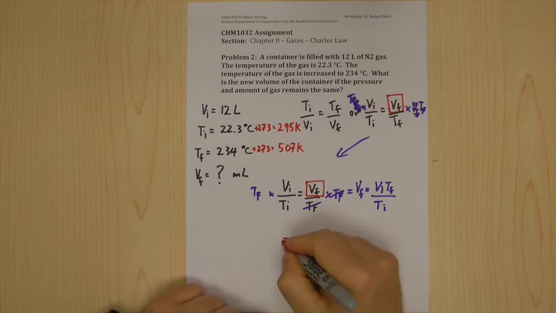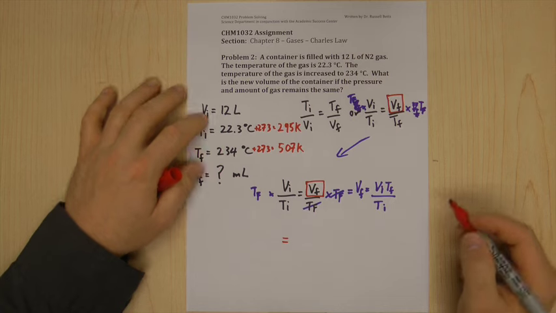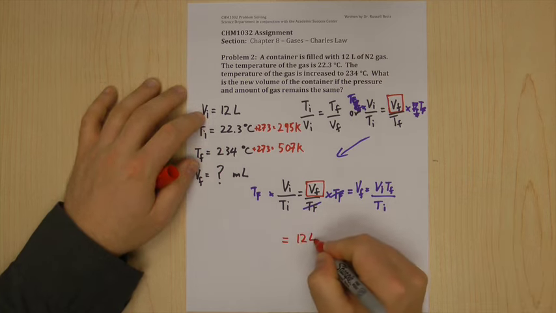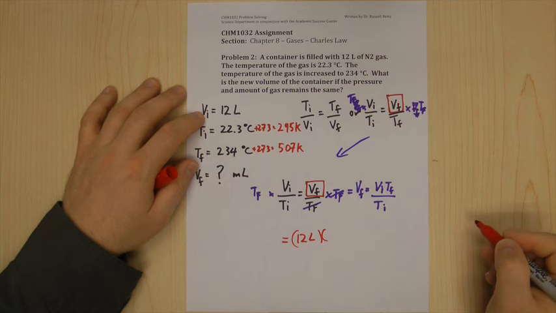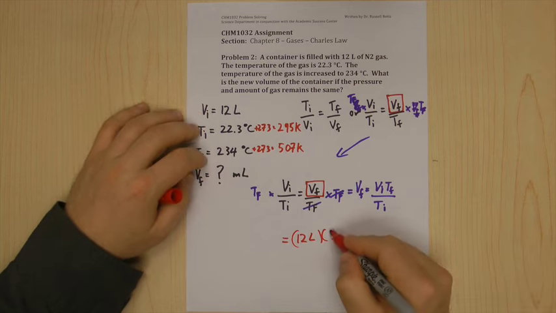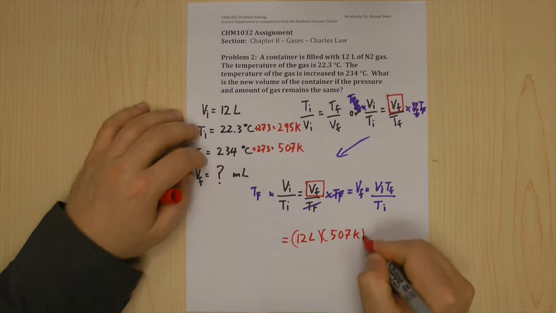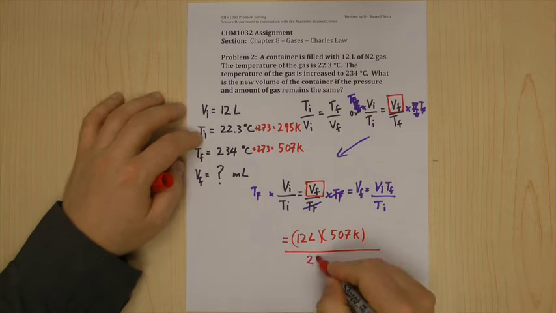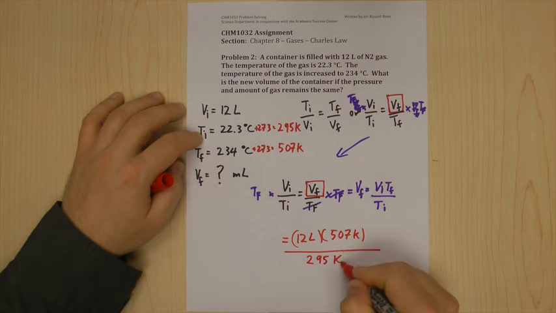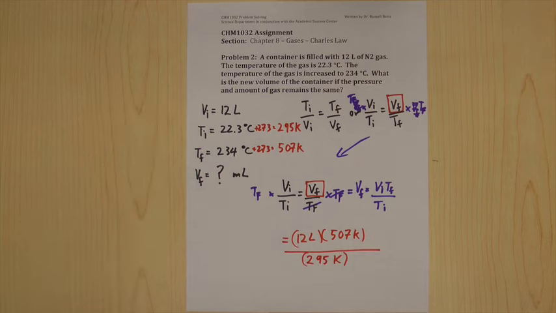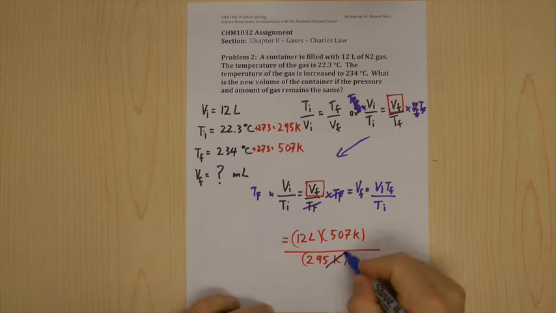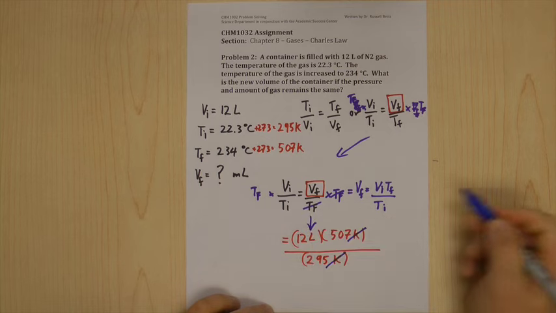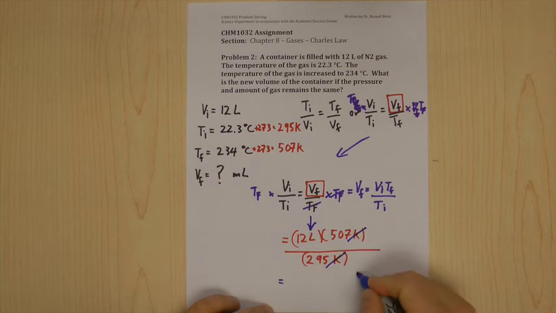Okay, so let's plug in some numbers. Vf equals Vi, so 12 liters, multiplied by Tf, which is 507 Kelvin. All that now is divided by Ti, which is 295 Kelvin. Okay, now make sure the units cancel to leave you in a volume unit. Left in liters. So that's good. That's the unit we want.